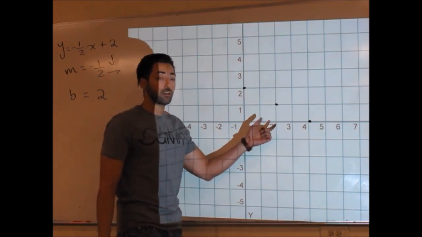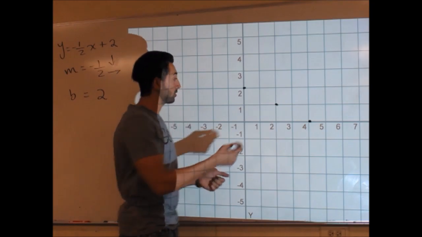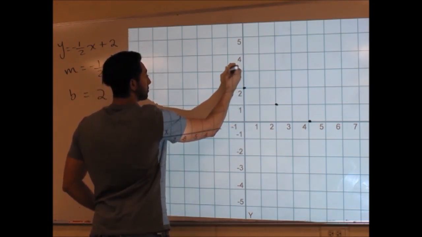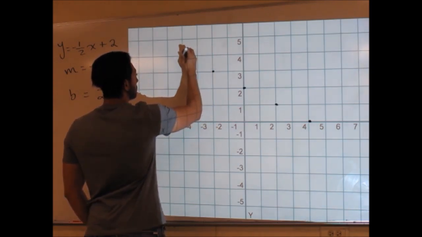And then if I wanted to see what kind of activity was happening up here, I would just have to do it backwards. So instead of going down, I would have to go up 1, and then I'd have to go 2 units to the left. And I could do that again. Up 1 over 2.